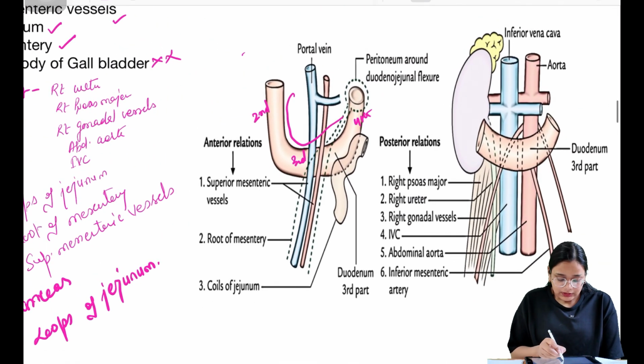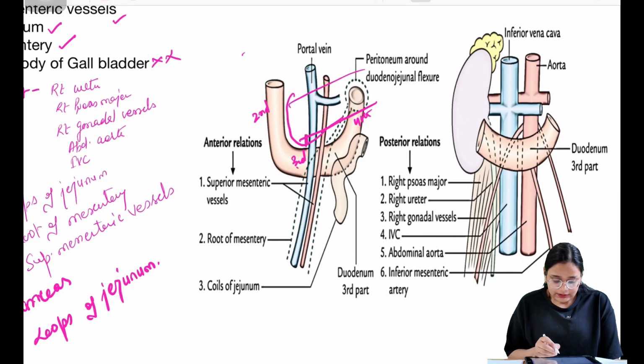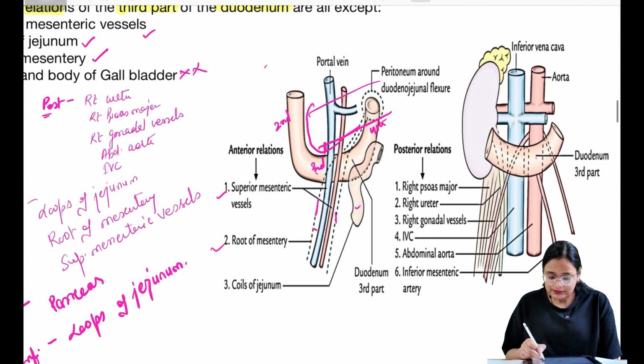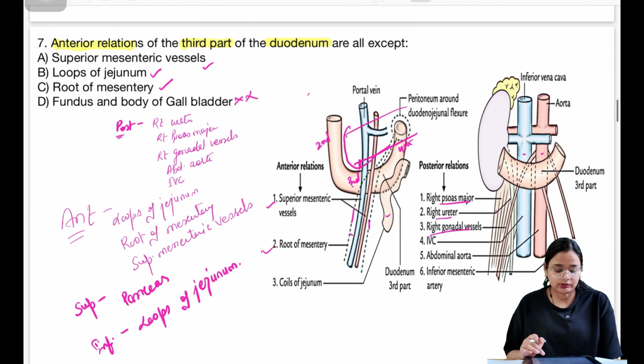So here you can see, here we have pancreas. So third part superiorly related to head of pancreas. Anteriorly you can see this is root of mesentery. Inside this we have these vessels, superior mesenteric. So these are also the anterior relation of third part of duodenum, and loops of duodenum. Posteriorly you can see this is third part. Okay, so in the third part right side it is related to the ureter, IVC, aorta and right psoas major muscle, right ureter, right gonadal vessels, abdominal aorta. All these are related posteriorly to third part of duodenum.